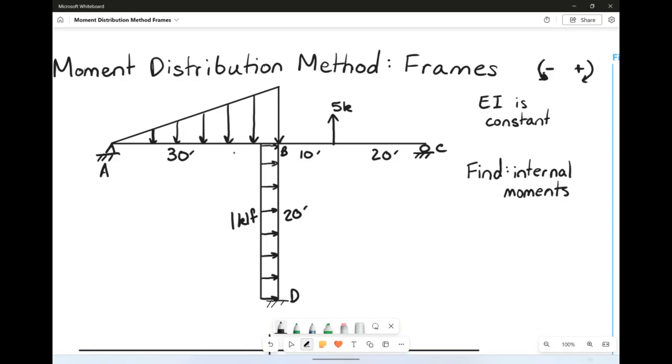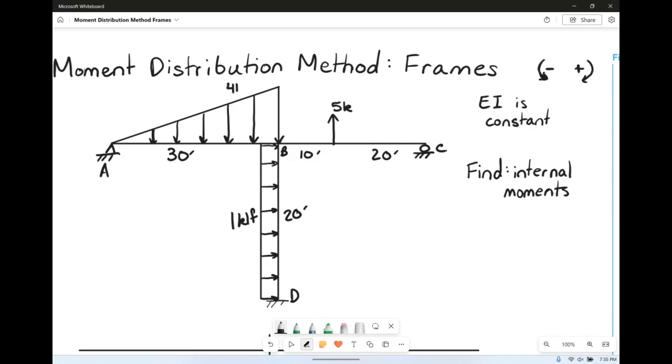This video is going to cover the moment distribution method for frames. In this example, we have a T-shaped frame where on the top and the left we have a pin at A, on the top right we have a roller at C, and at the bottom we have a fixed support at D. We have three different loading situations.